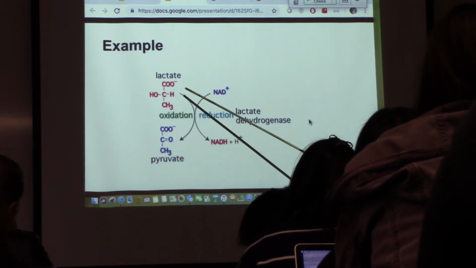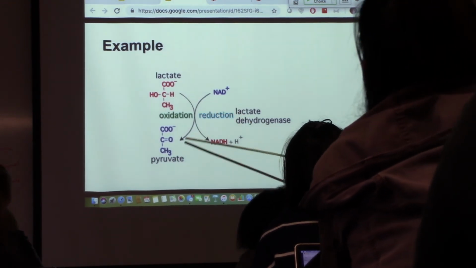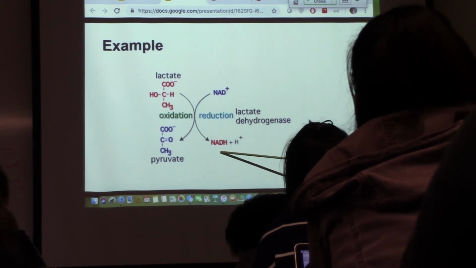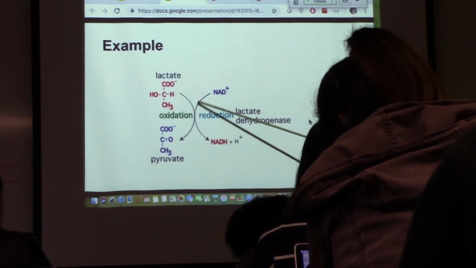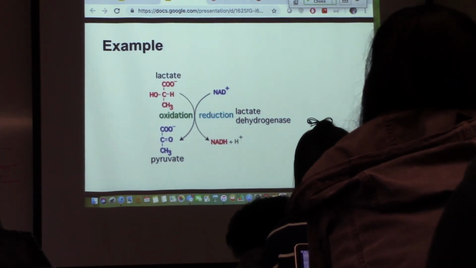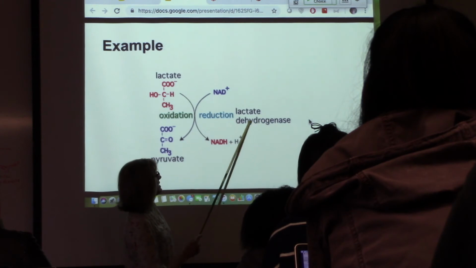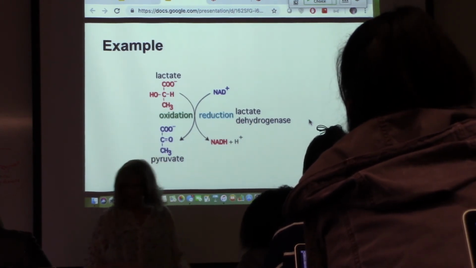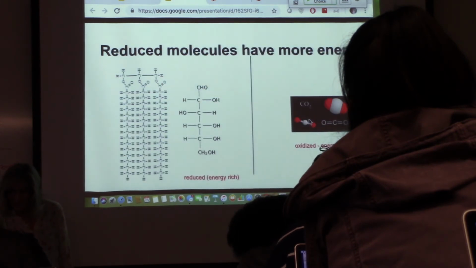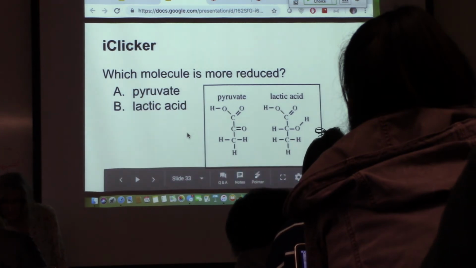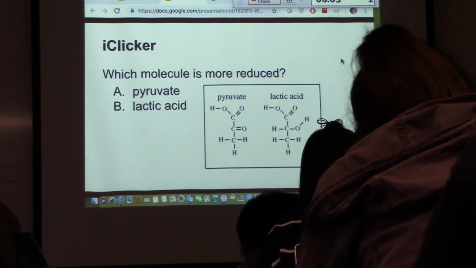So here lactate is being oxidized, and pyruvate is the product, and NAD plus is gaining those electrons in the form of hydrogen, it's being reduced. So our lactate is being oxidized and NAD plus is being reduced. So it's an oxidation reduction reaction in biology. And the enzyme that makes this happen is called lactate dehydrogenase. Okay? So it's removing a hydrogen from lactate. All right, so we care about this because reduced molecules have more energy. We just talked about this, but take a look at it again. Which molecule is more reduced, pyruvate or lactic acid?